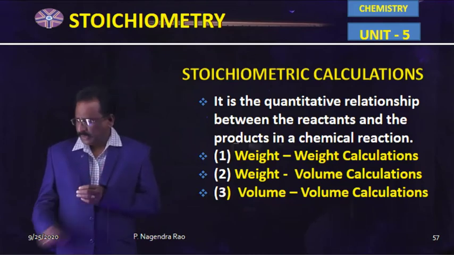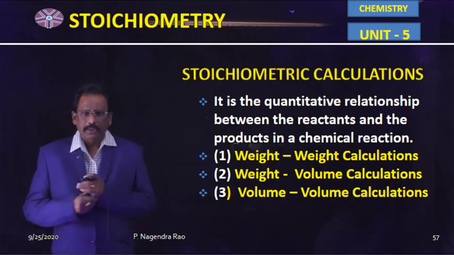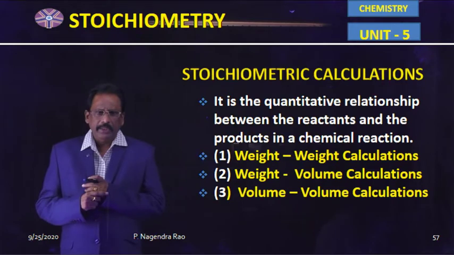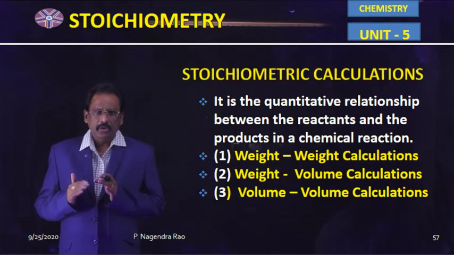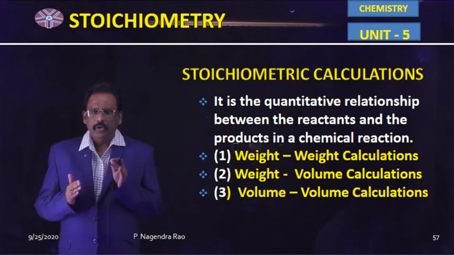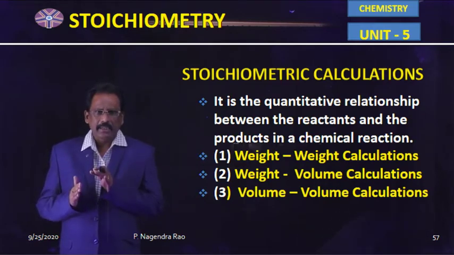Dear students, the next topic in stoichiometry is stoichiometric calculations. Stoichiometric calculations means quantitative calculations. That means stoichiometric calculations represent the quantitative relationship between the reactants and the products in a given chemical reaction.